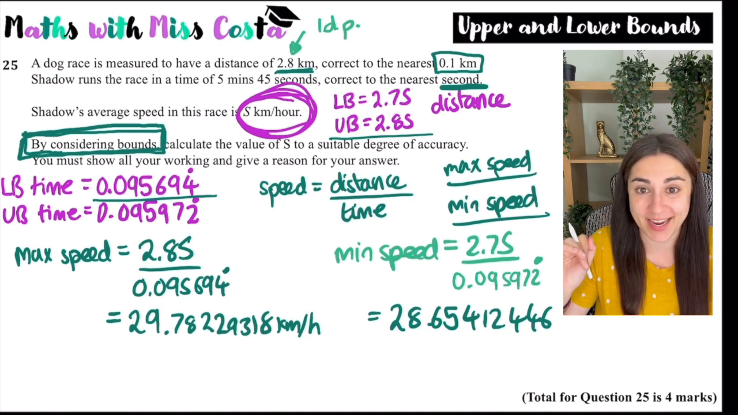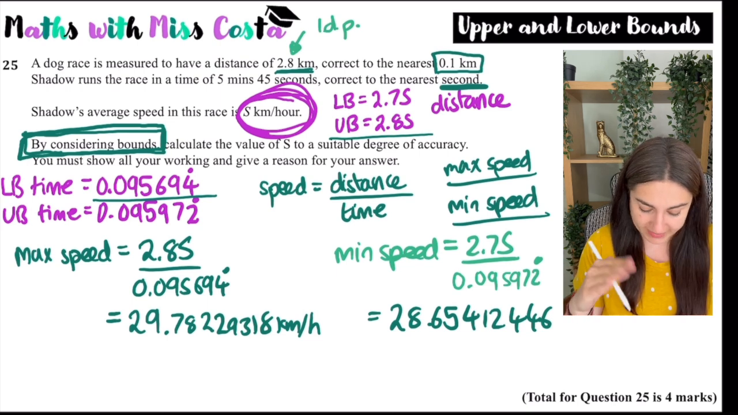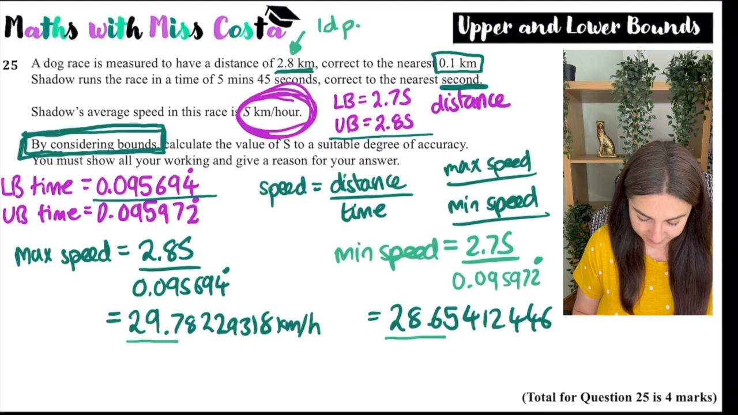Just mix them together, and then you'll get 4 answers, and then you'll be like, oh, well, to 1 decimal place, they all round to this. So it says by considering bounds, calculate the value of s. So this is the maximum speed. This is the minimum speed. Well, let's see. What do they round nicely to? That's a bit annoying.